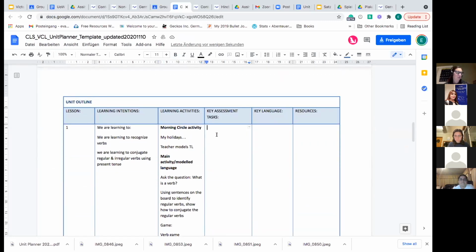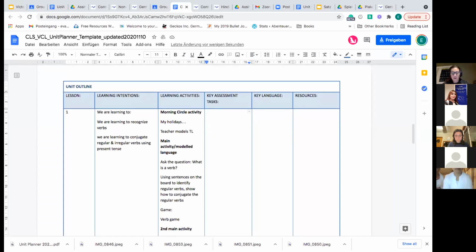And then there could be a key assessment task, for example, this is the first lesson, is the observation of student discussion and use of regular verbs and the conjugation.